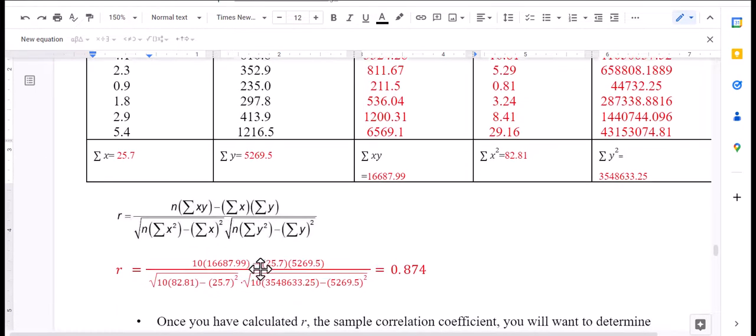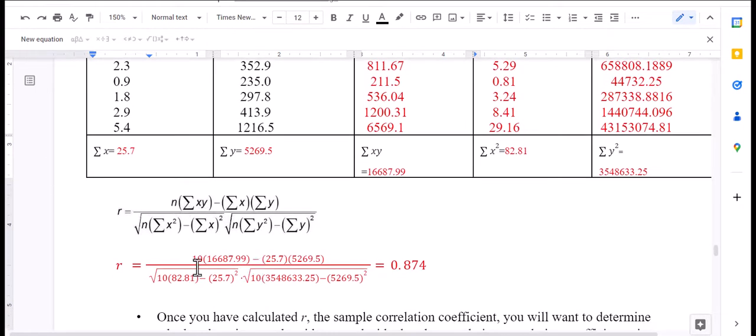And so once you put everything in, right, N is 10, we have 10 countries here. The sum of X times Y, that's this. So that's that number minus the sum of all the X's. So that's the 25.7 here, the sum of all the GDPs, the sum of all the CO2 emissions, sum of Y, and then on the bottom, the square root of, so there are two square roots here. So the square root of N, so 10 times the X squared minus the sum of all the X's, and then that square. So that's different.